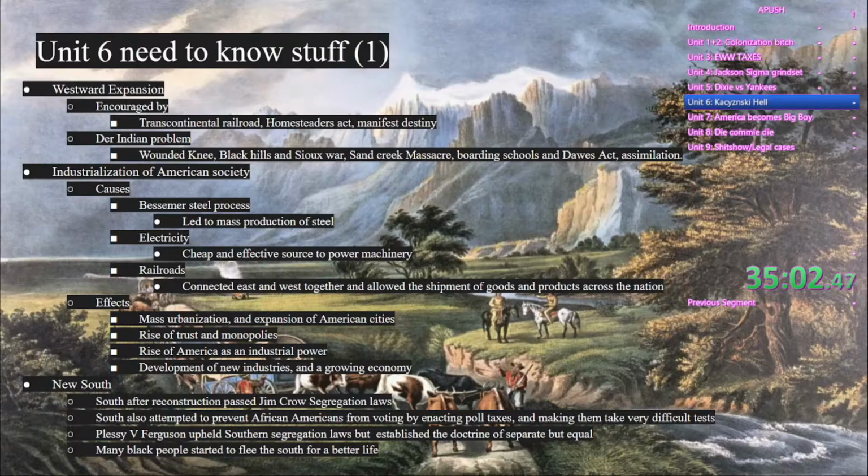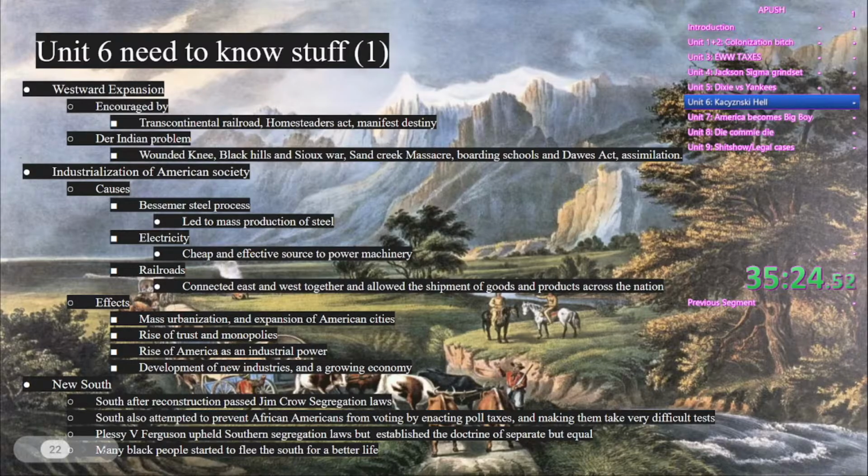Also, the industrialization of American society causes Bessemer's hypothesis, electricity, railroads, affects the massive urbanization and expansion of American cities, rising monopolies. America became an industrial power with the development of new industries and a growing economy.